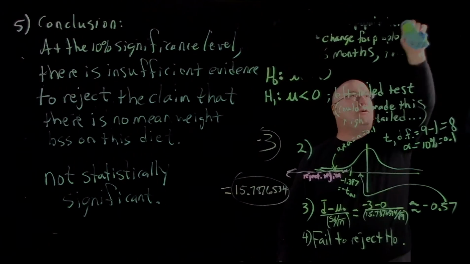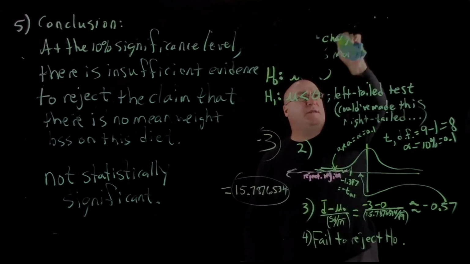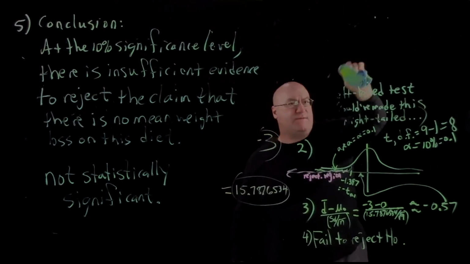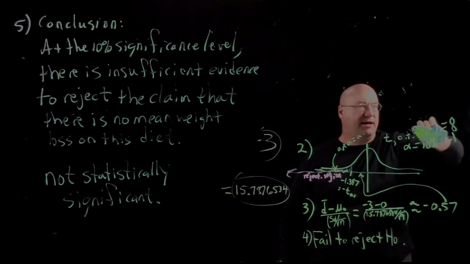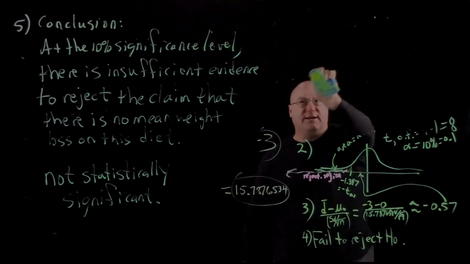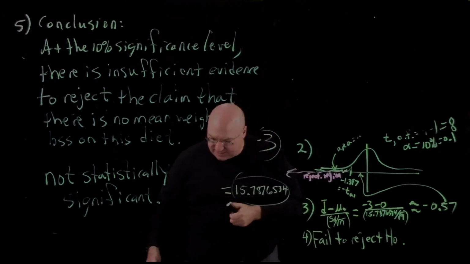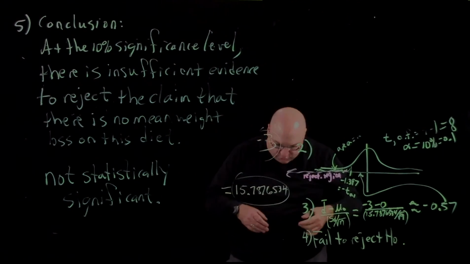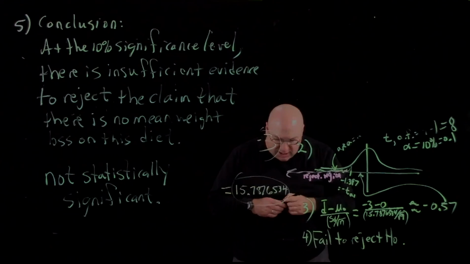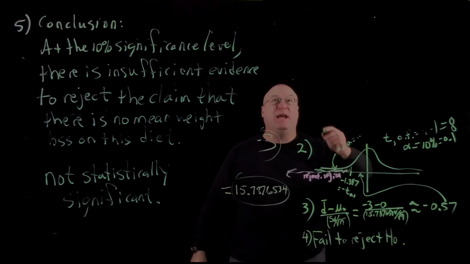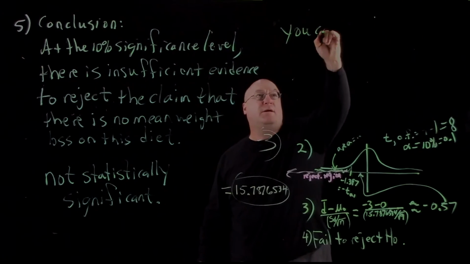All right, so let's suppose down below there that we have 100 dieters now. And let's suppose everything else stays the same and that the sample mean stays at -3 pounds and the sample standard deviation is the same as before, 15.787, etc. With n equal to 100, compute the test statistic this time. And you compute it.